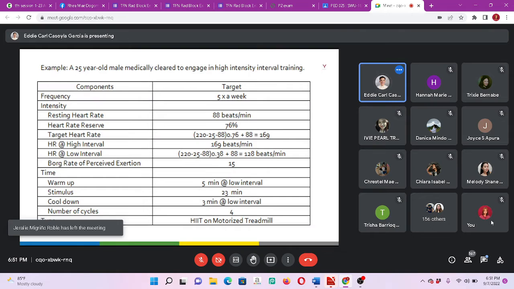exercise prescription. First is warm up. Okay, so I need you to copy 5 minutes at low interval for warm up. So there's no need for you to change this part here. Copy warm up, 5 minutes at low interval. And for the stimulus, or what we call the total number of your exercise routine, for example, and again, 30 minutes is the maximum for beginners, right? So you have 30 minutes, then minus a warm up. So remaining time is 25 minutes.